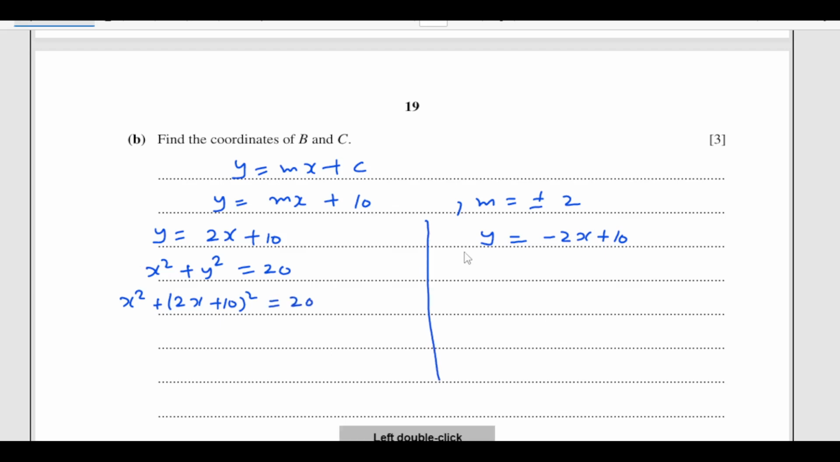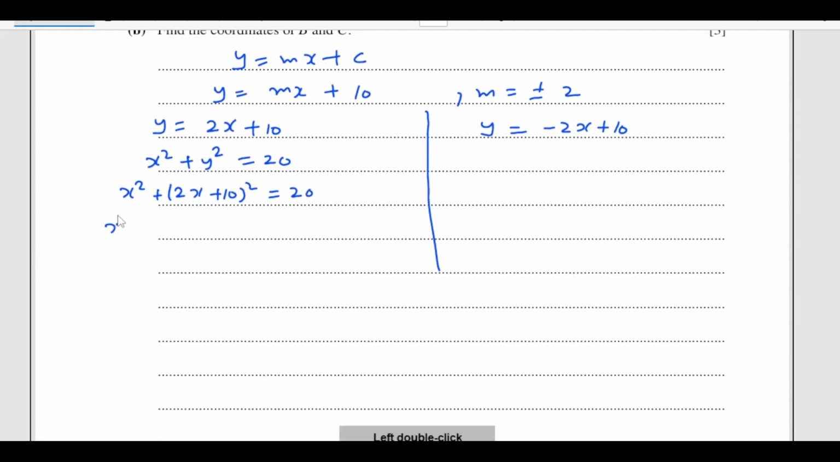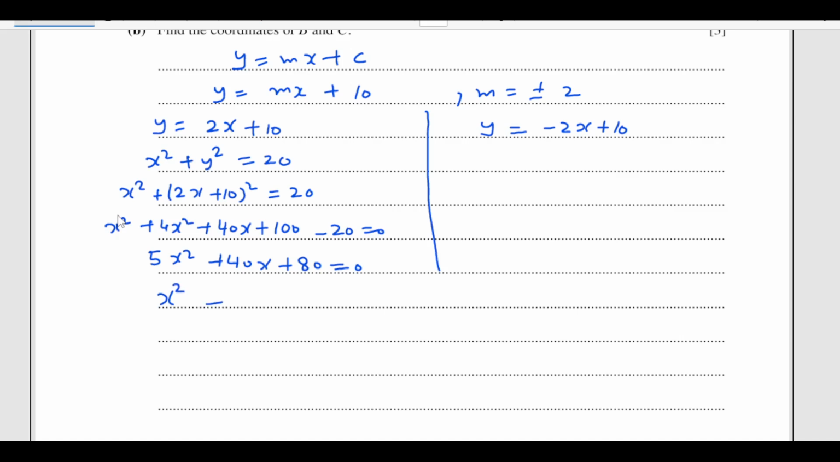So just solve this. We are going to get x squared plus 4x squared plus 40x plus 100, I am directly using the formula, minus 20 equals 0. So this gives us 5x squared plus 40x plus 80 equals 0. So we can make the factors, right? If I divide it by 5, it will become x squared plus 8x plus 16 equals 0. So from here (x plus 4) squared is equal to 0. So this gives us x equals negative 4.